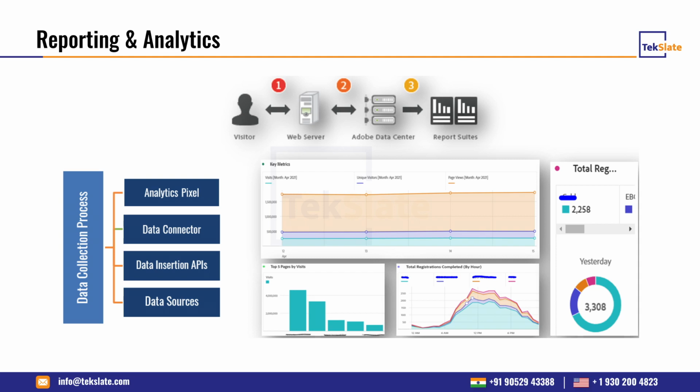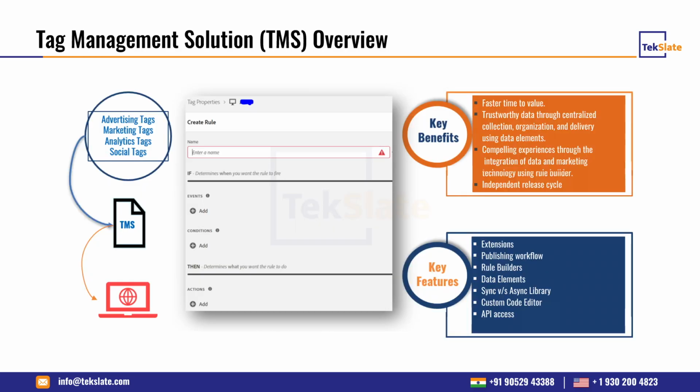Moving on to the next slide. This is also important. Here we're talking about the tag management solution, or TMS. What happened is, like I said, the technology evolved to a great extent, and there were different tags: advertising companies were launching their pixels, and marketing people were introducing their marketing pixels.